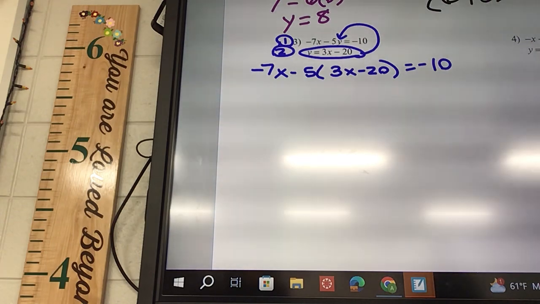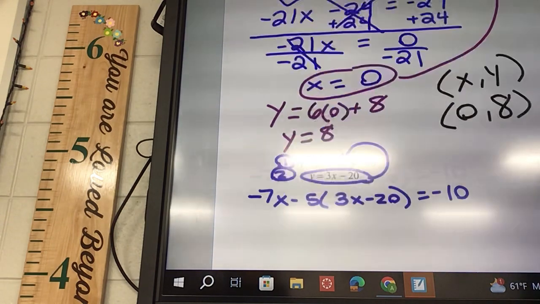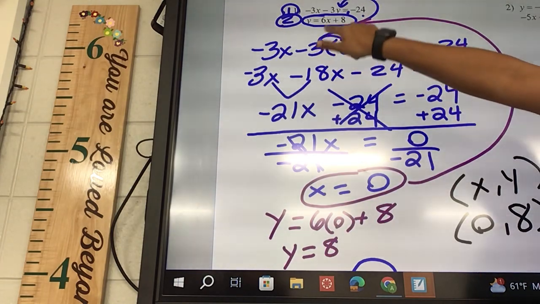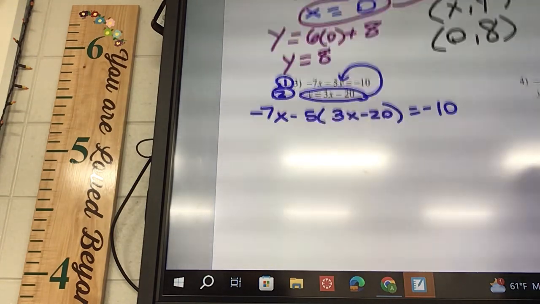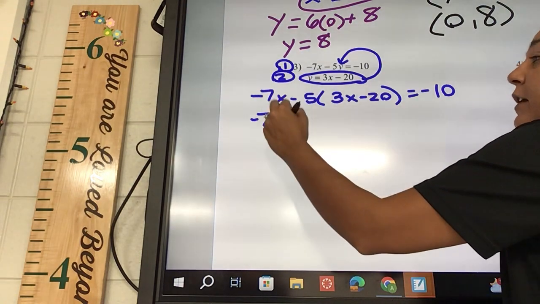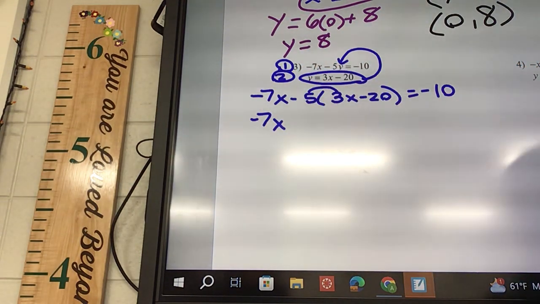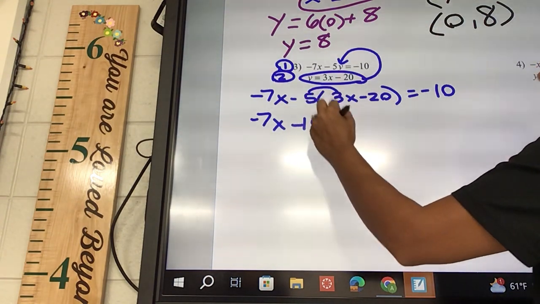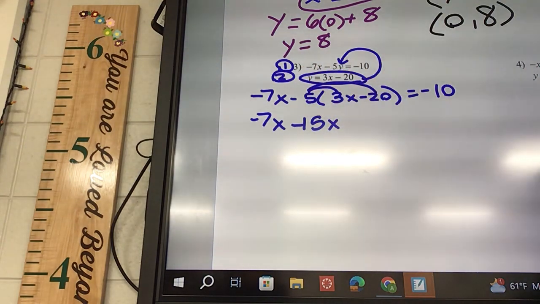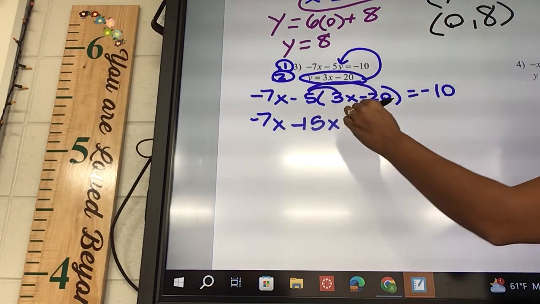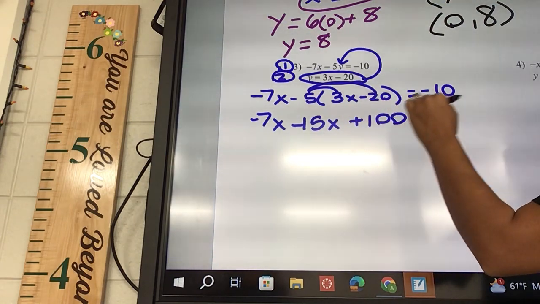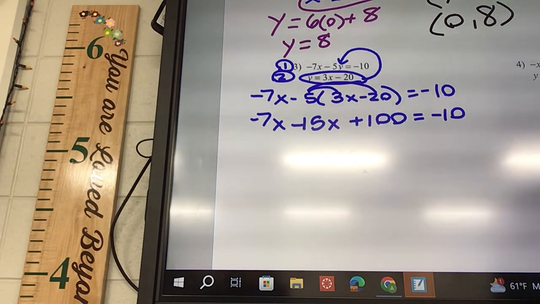Again, you can look at the problem of what we did above. Our next thing was to do these little arrows and distribute. So we're going to drop this negative 7x. What is negative 5 times 3? Negative 15x. Negative 5 times a negative 20. I don't know what that is, so somebody knows? A positive 100? Okay, thank you. So that's what we've got so far.